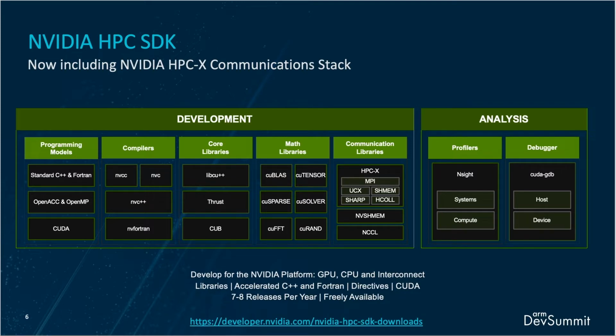Our software tools, the HPC SDK, are available for x86, for ARM, and for Power CPUs. Obviously, it supports our GPUs. It includes C++ and Fortran compilers, directive models, the CUDA language family, and all the libraries here. We do more than half a dozen releases a year, and these tools are freely available to you. You can go to that website, you can download them, and you can install them.